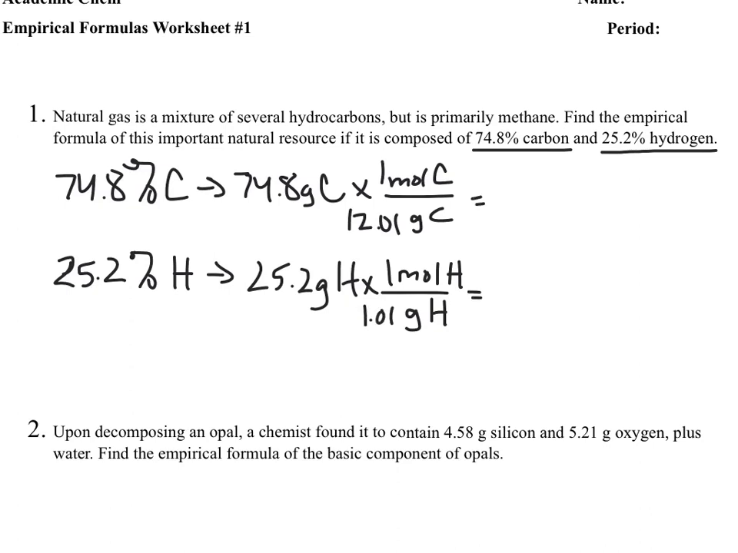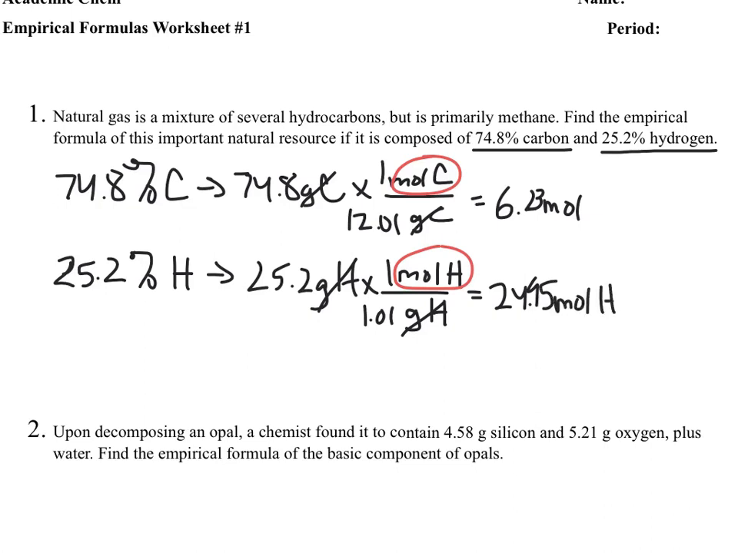When we divide by that, grams of carbon cancel out, grams of hydrogen cancel out, and we're left with the units we're looking for, which is moles of carbon and moles of hydrogen. Our answer is about 6.23 moles of carbon and about 24.95 moles of hydrogen.